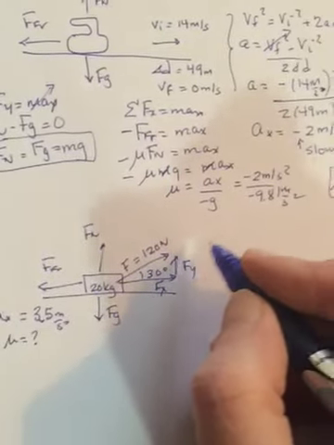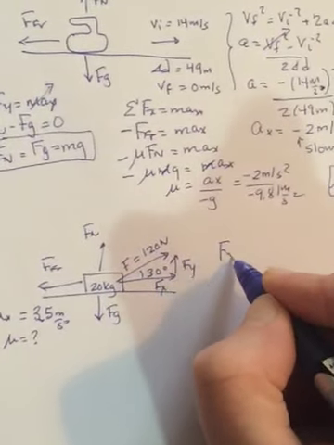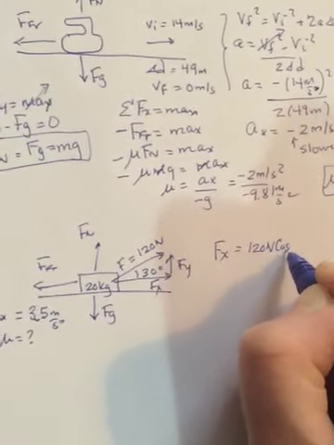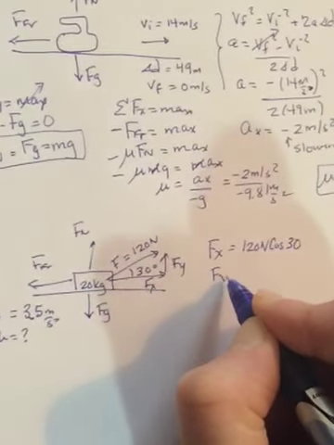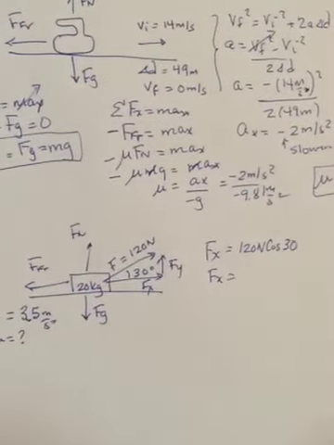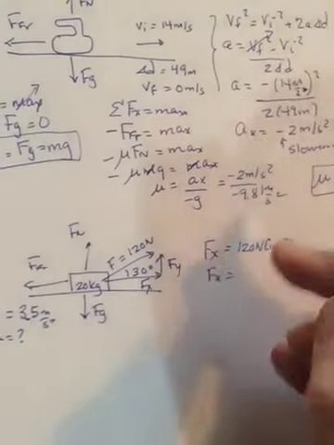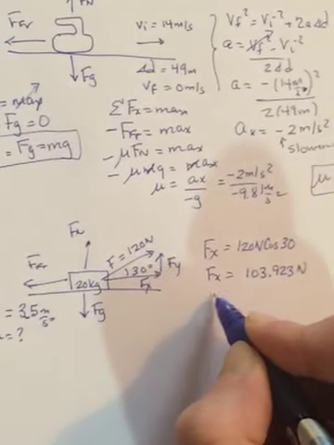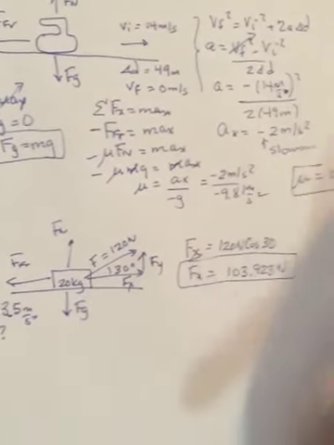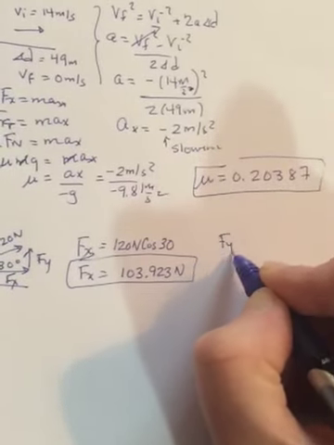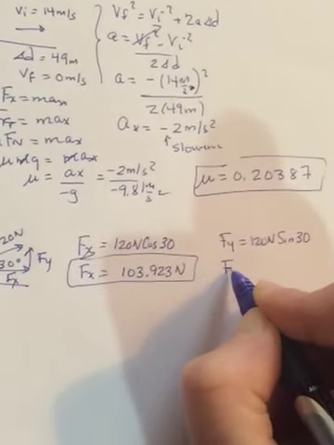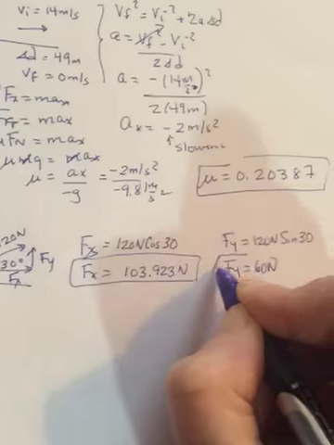Speaking of which, number 3. So it's pulling again at an angle. So it's upward. So our Fx is going to be the cosine. So it's going to be 120 newtons cos of 30. Skipping steps. Fx is equal to 103.923 newtons. Fy I can do in my head, because it's just sine. So 120 newtons sine of 30, and sine of 30 is just 0.5. So Fy is 60 newtons.